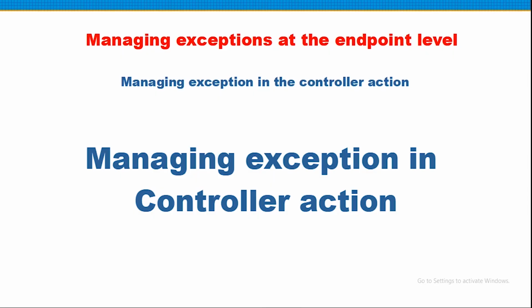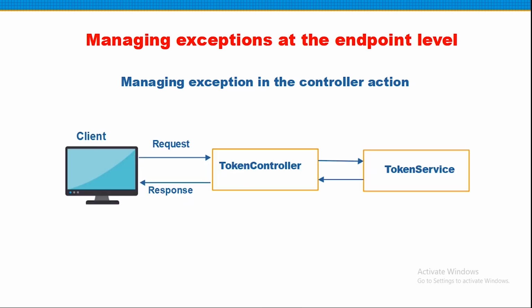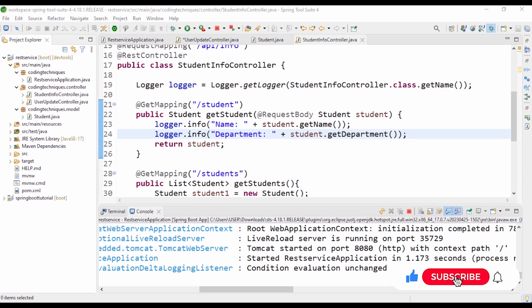In this section you will learn how to manage exceptions at the endpoint level with REST service, that is, managing exceptions in the controller action. We will have an example for a token service with a token controller, and a model of token, so you can see how we will handle this. Now, to manage exceptions at the endpoint level, let's create a small example using a token.